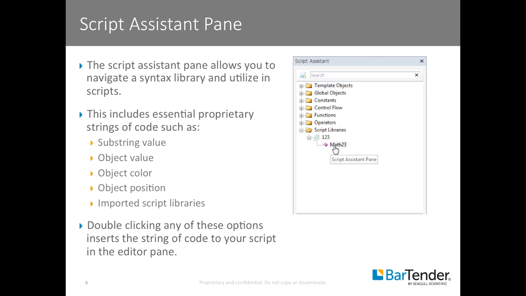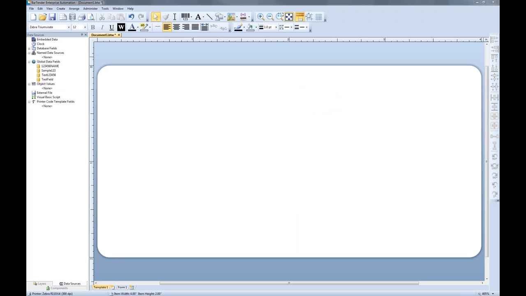Now that we have a basic understanding, we're going to dive into the BarTender user interface and see how these different levels of VBScript actually work. Here we have just a blank BarTender label. I've not created anything on it. There's no database connection or anything like that.